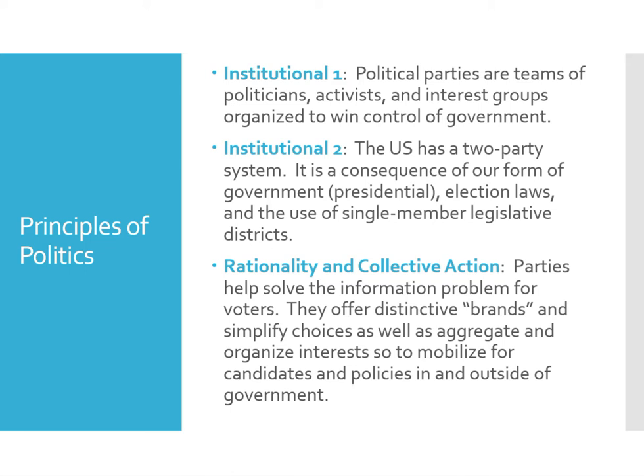The U.S. has a two-party system. Now, this two-party system is a consequence of our form of government. We have a presidential form, not a parliamentary form of government. It's the result of our election laws and the use of single-member legislative districts, where we don't elect several persons on a party slate when we go into the voting booth.